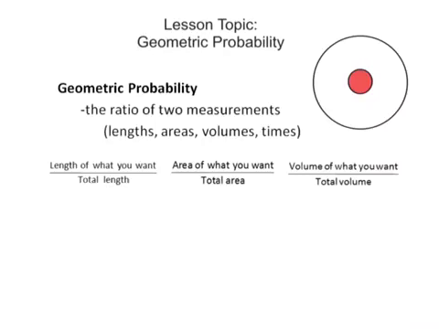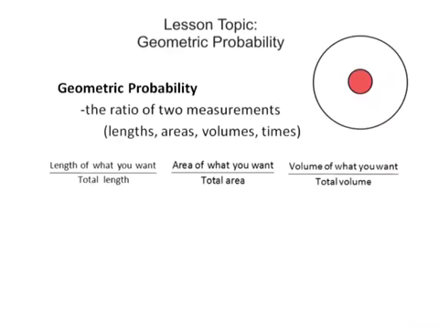The lesson topic for this video is geometric probability. So geometric probability is the ratio of two measurements. And these measurements can be length, area, volume, and even time, because time is a measurement as well.